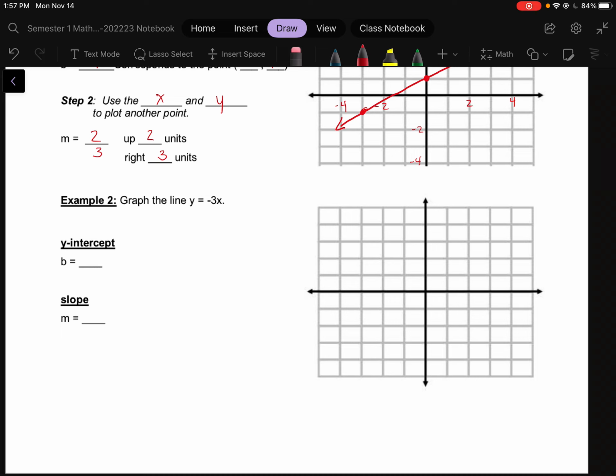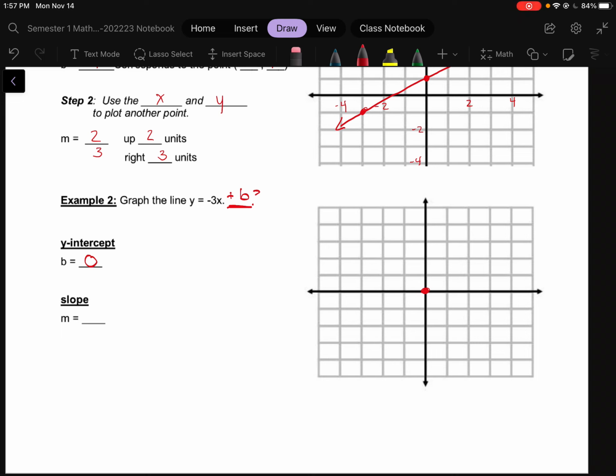Next, we're going to do example 2, so graphing the line. We have y equals negative 3x. We are missing our b. We don't know what this b option is, so because it's not listed, our b is going to be 0. So what we're going to start at is smack dab in the middle, 0 and 0. That is what our b is starting at.